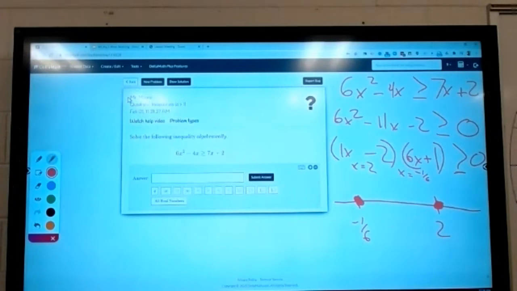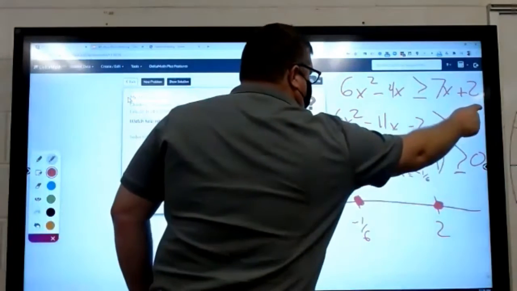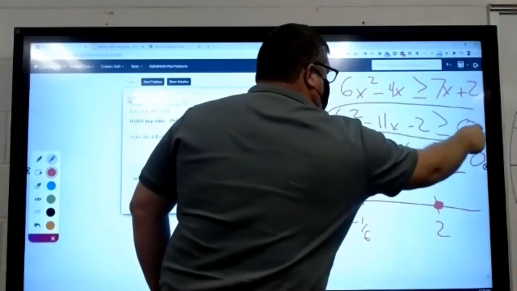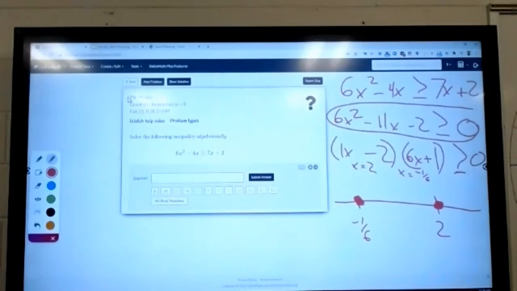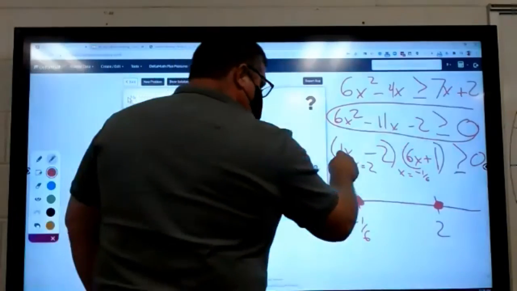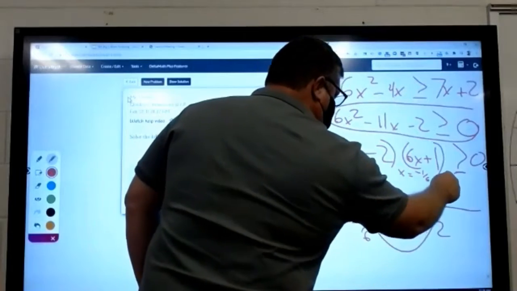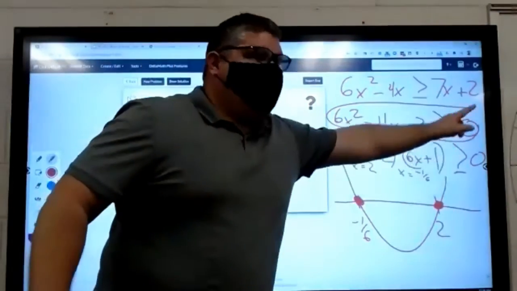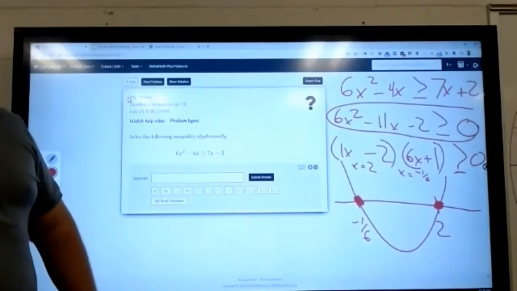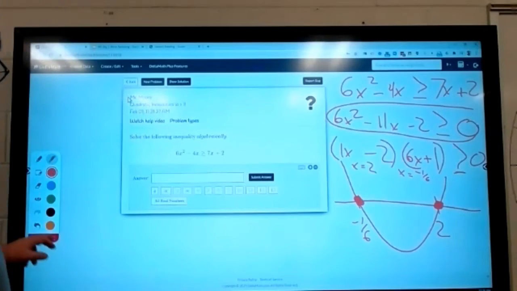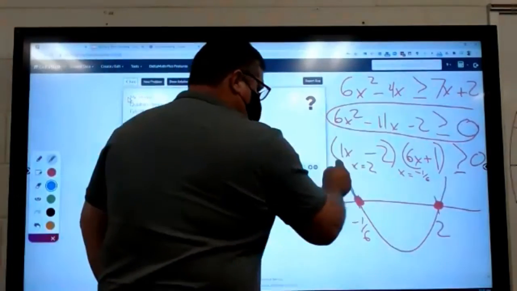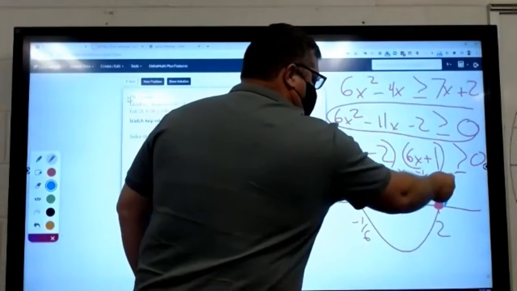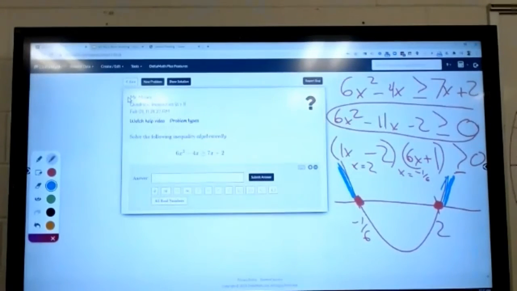Where do I shade? Well, here's the deal. Could we use what we know about this graph? Does this graph open up or down? Totally opens up, doesn't it? Which part of that is above 0? Which part is above 0? The part here and here. Do you agree with that?